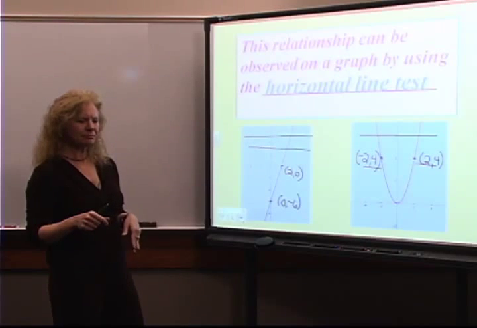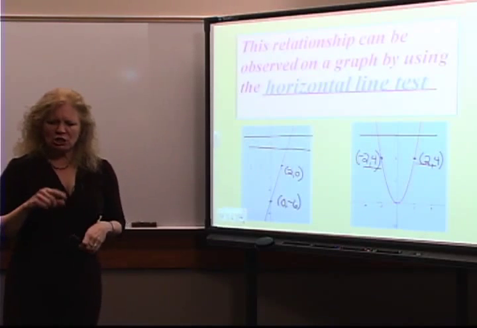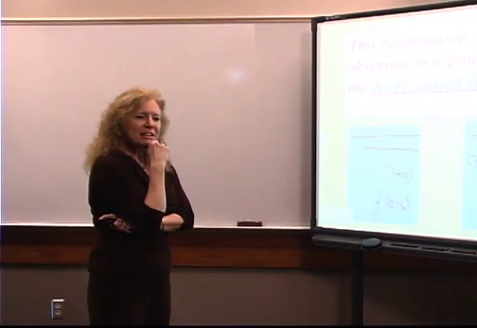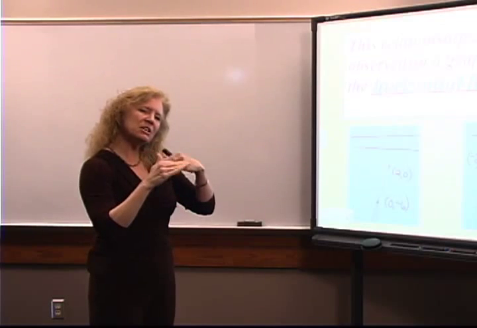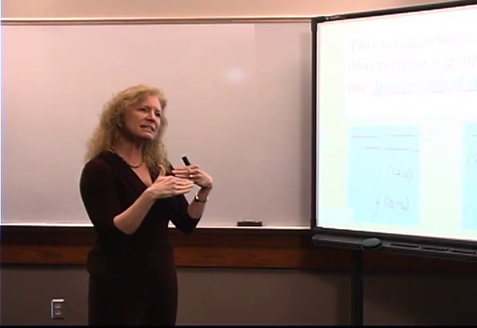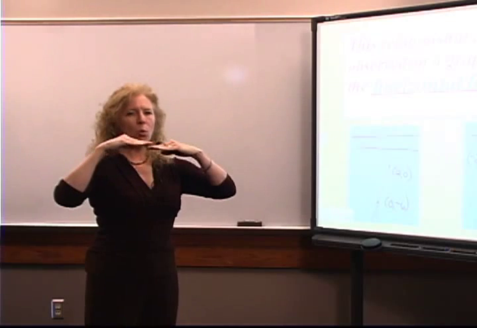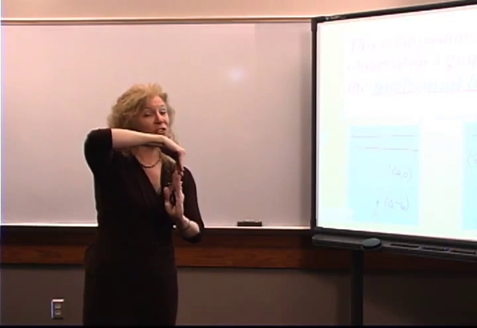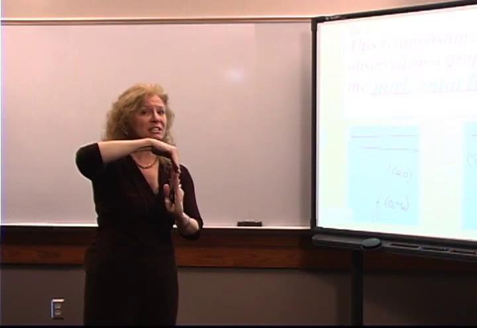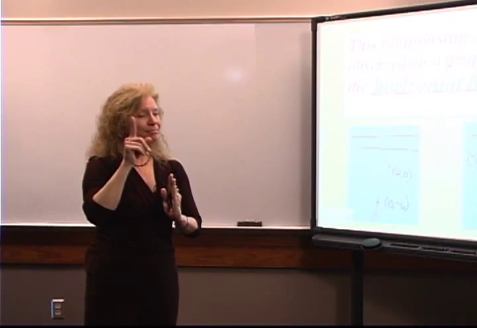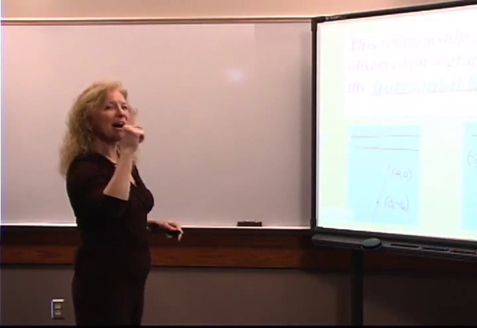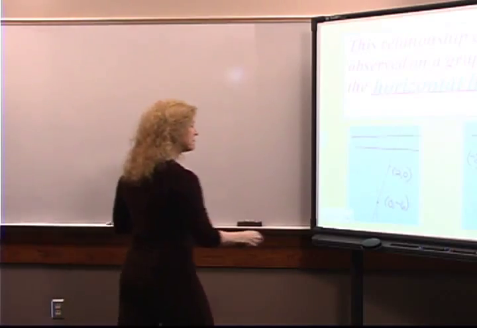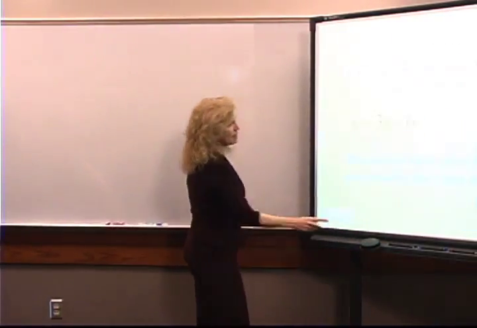Like here, I can draw a horizontal line, it catches that graph twice, boom, he is not 1 to 1. Now what that means is he's fine as far as being a function, but his inverse will not be a function. And by the way, doesn't it make sense that if you're going to interchange x's and y's, then the horizontal line test on the original becomes the vertical line test on the inverse? That's the idea behind using the horizontal line test, okay?